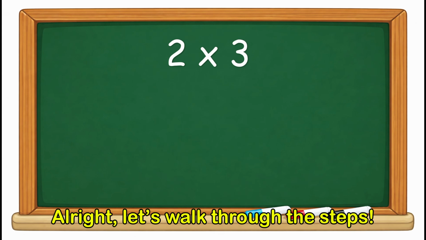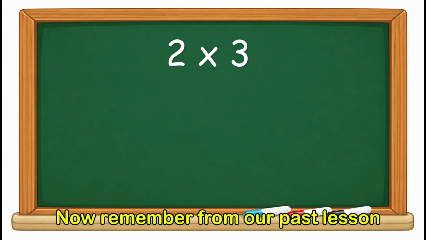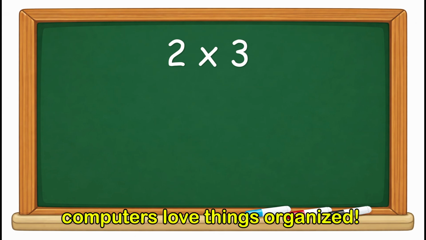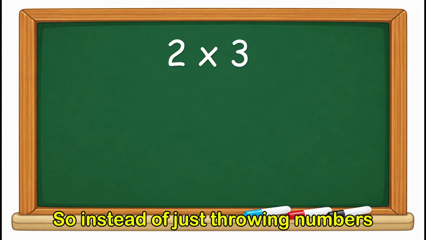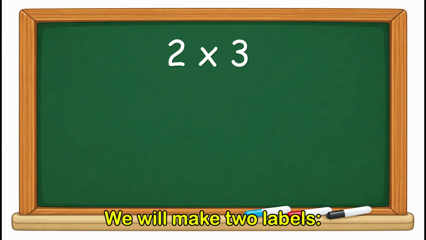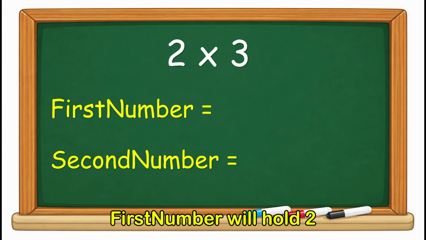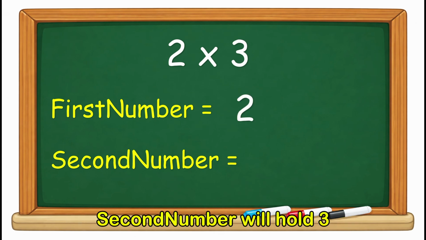All right, let's walk through the steps. Our example is 2 multiplied by 3. Now, remember from our past lesson, computers love things organized. So instead of just throwing numbers at the computer, we give them labels, like name tags. We will make 2 labels, first number and second number. First number will hold 2. Second number will hold 3.